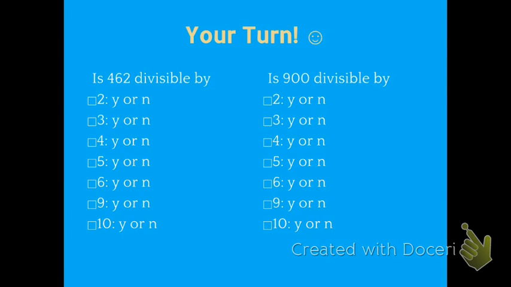I want you to look at the number 462. Please write 462 in your notebook. And then down below it, here's what I want you to do. You're going to write 462, then you're going to put 2, 3, 4, 5, 6, 7, and 9 down below it. And then you're just going to put yes or no next to each one, thinking about those rules. I'm going to give you a second to do it, and then we'll talk about it and see if you got it right.